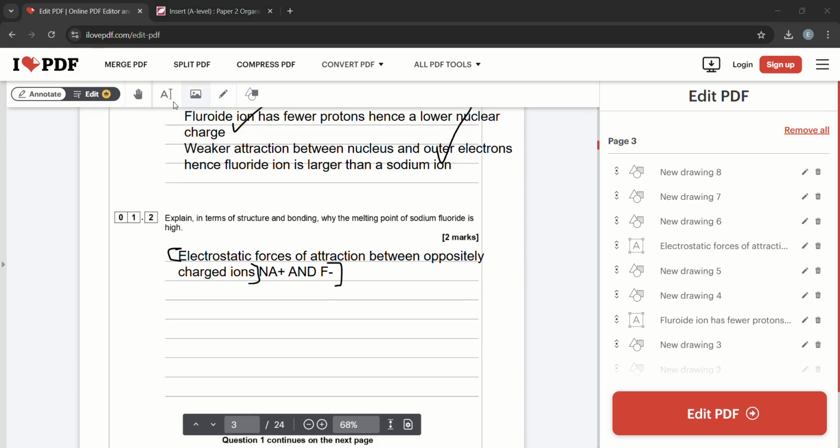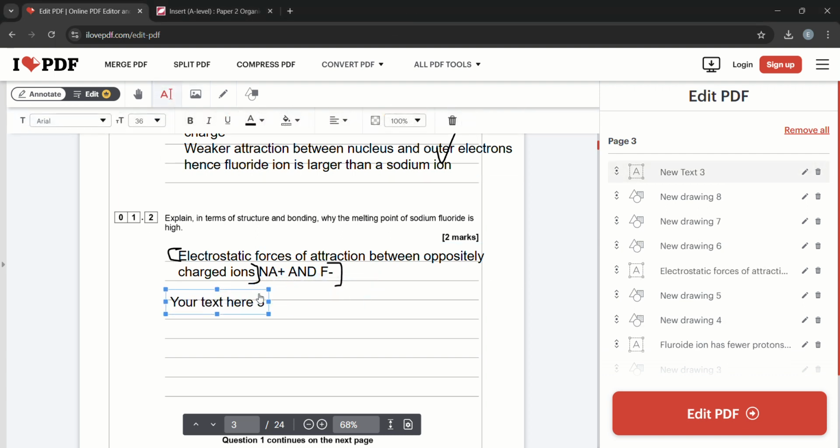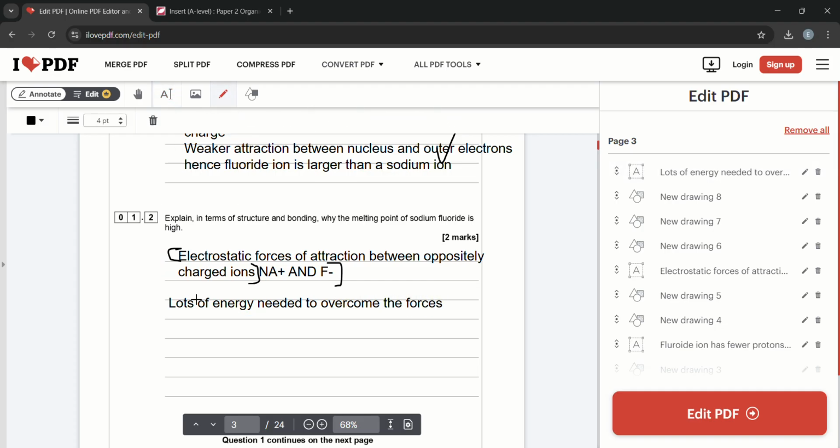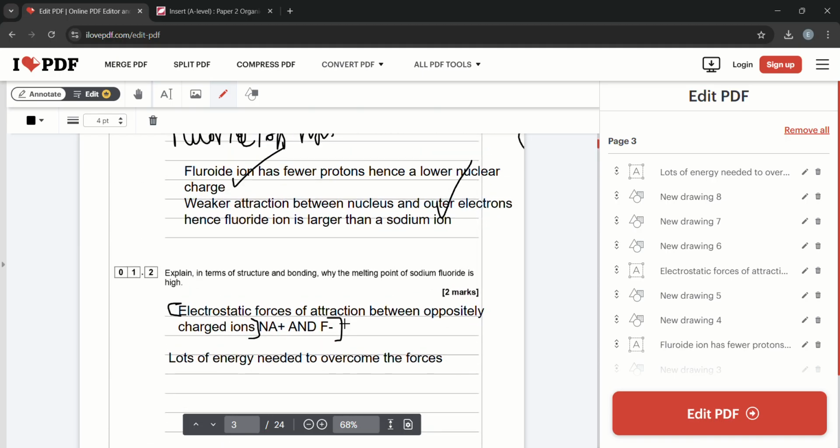And a lot of the times, the mark scheme wants you to just apply it to the question, not just copy and paste. So it's better to be safe and just write Na+ and F-. So the electrostatic force of attraction between oppositely charged ions, Na+ and F-. This means lots of energy needed to overcome the forces. And that is the end of question 1.2. Electrostatic force of attraction between oppositely charged ions, Na+ and F-. Lots of energy needed to overcome the forces.